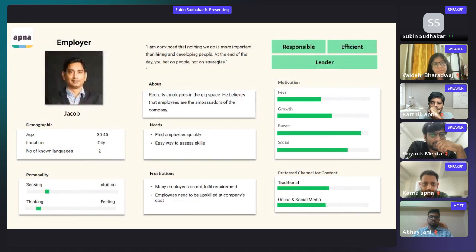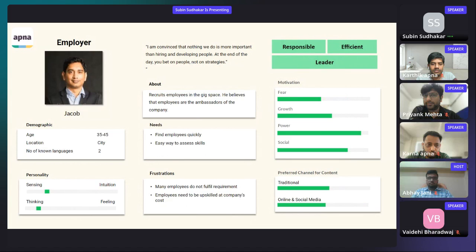For an employer, the frustration is that even after hiring, not many employees fulfill their requirement. And the second thing is that they need to be upskilled and the cost to company is increasing, right? And their needs are to find employees quickly and also judge the employee skills with far greater accuracy.